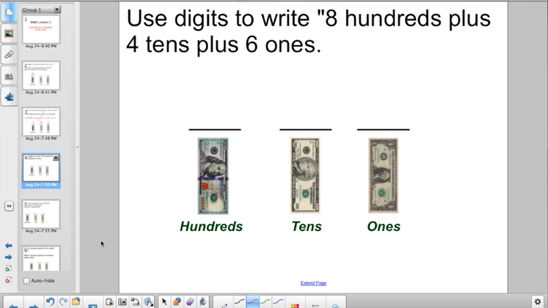Now we're going to run into a problem like this. Use digits to write 8 hundreds plus 4 tens plus 6 ones. The first thing you probably want to ask yourself: am I only showing digits on these types of problems? Because later on, they're going to throw 2-digit numbers or 3-digit numbers. But in this case, that's only one number, that's only one number, and that's only one number. So you can just plug them in your lines, right? 8 hundreds, so let's put an 8 on the hundreds place. 4 tens, let's put a 4 on the tens place. Plus 6 ones, let's put a 6 on the ones place. So to answer our question, 846 is what we should have written down, right?